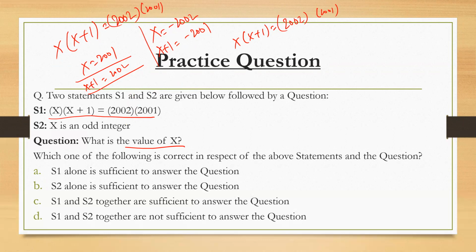Okay. So here there are actually two possible values of x that you are getting from statement 1. Similarly, here also, x is an odd integer. That does not give you any value of x. It can be multiple values. But when you combine both of them together, what do you get here? Here, x is 2001 and x is minus 2002. And statement 2 says x has to be an odd integer.